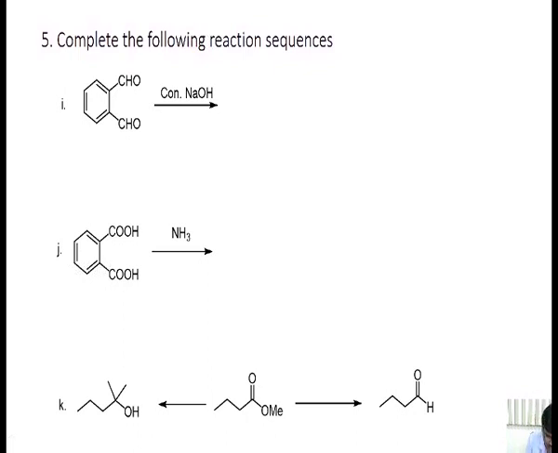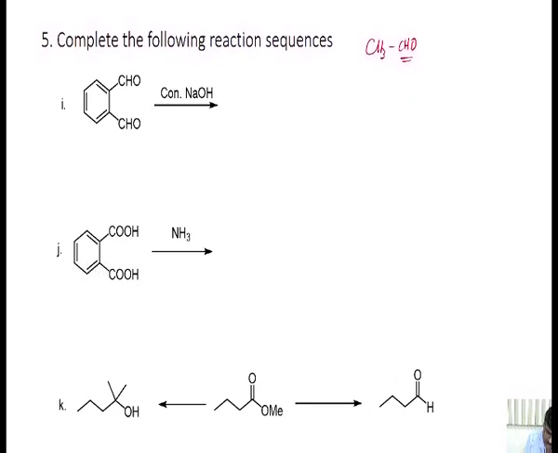Here the reaction of aldehyde with concentrated sodium hydroxide is shown. Whenever you have an aldehyde that has an alpha hydrogen atom, for example this aldehyde, it can undergo the aldol reaction.